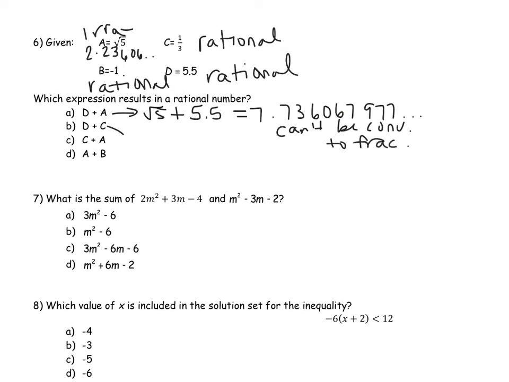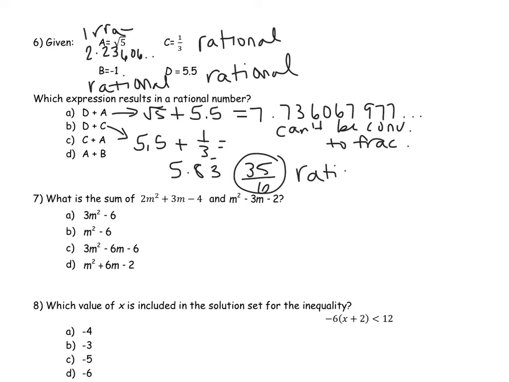Okay, let's try this next one, D plus C. So D is 5.5 plus C is 1/3. 5.5 plus 1/3. That is 5.83 repeating. And if I hit math, enter, enter, I get 35/6. So this is rational because it can be converted into the fraction 35/6.